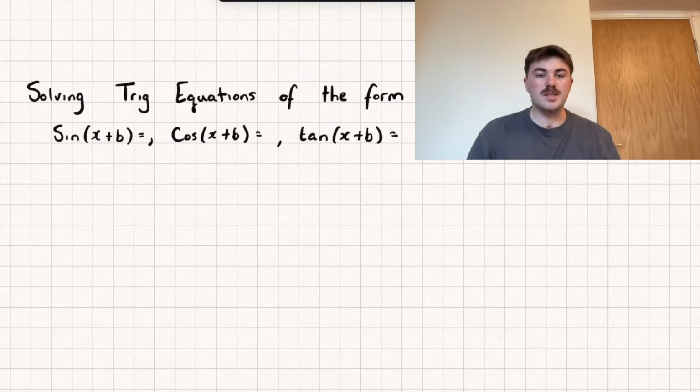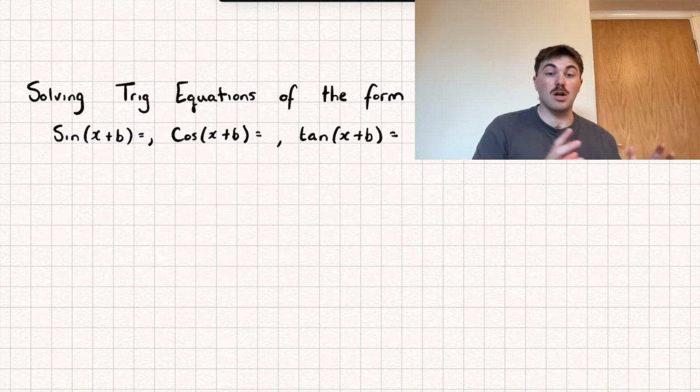Hello, in this video we're going to be taking a look at solving trig equations of the form sine of x plus b, cos of x plus b, and tan of x plus b, where b is just going to be a number. Now what this plus b does inside the argument, or the brackets of our trig function, is translate the graph. What this means is shift it to the right or to the left.